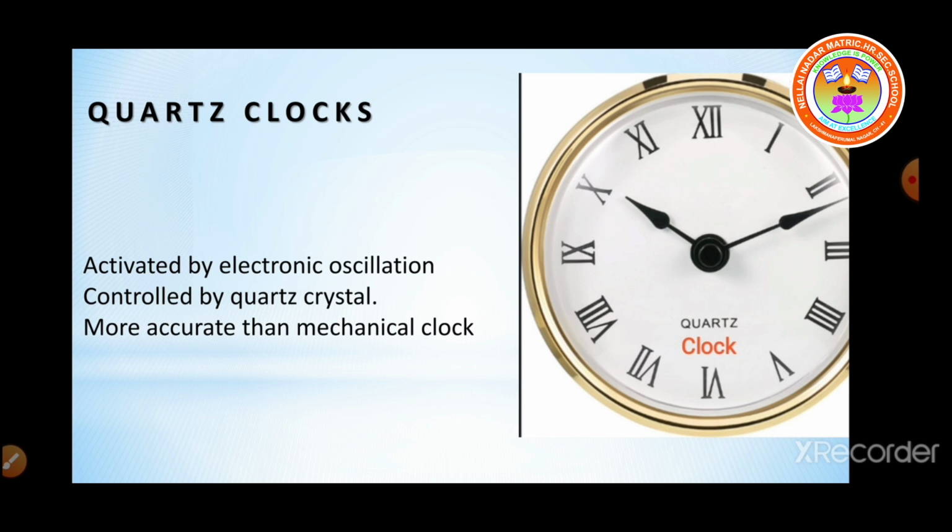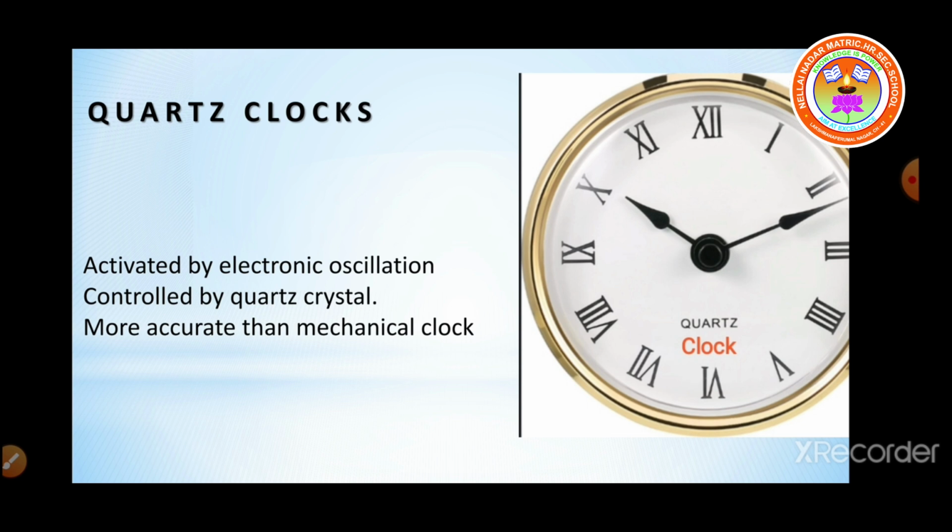So in this place we take quartz crystals, and the oscillations can be driven electronically. That is why it is said to be activated by electronic oscillations, which are controlled by the quartz crystal. It is more accurate than the mechanical clock. The mechanical clock is nothing but the analog clocks. So it is more accurate than the mechanical clocks. The accuracy of the quartz clock is 1 second in every 10 power 9 seconds.